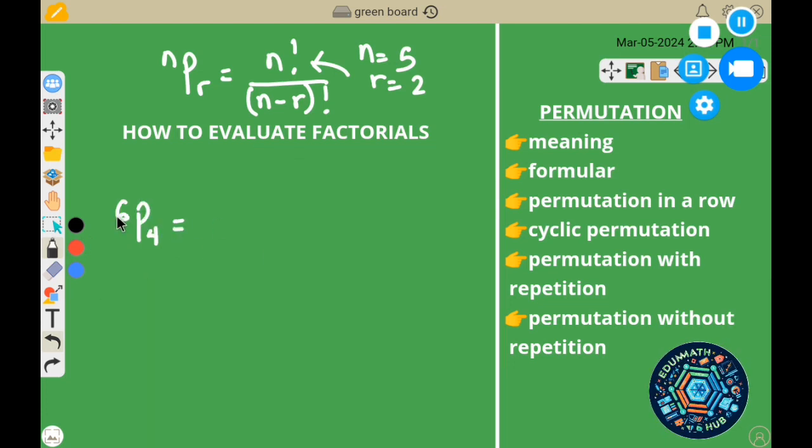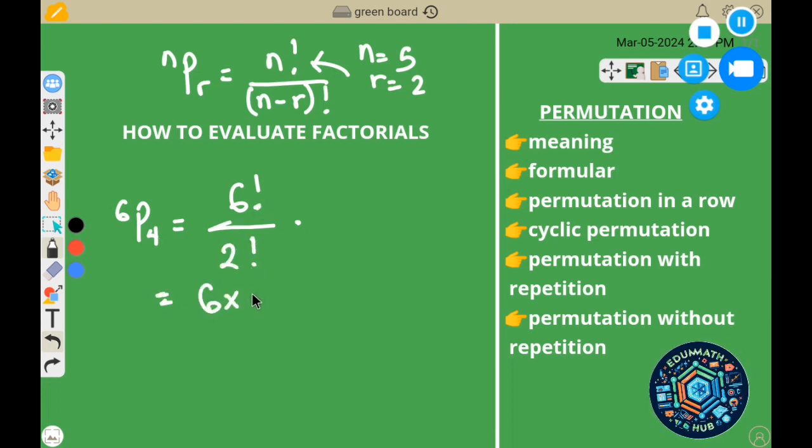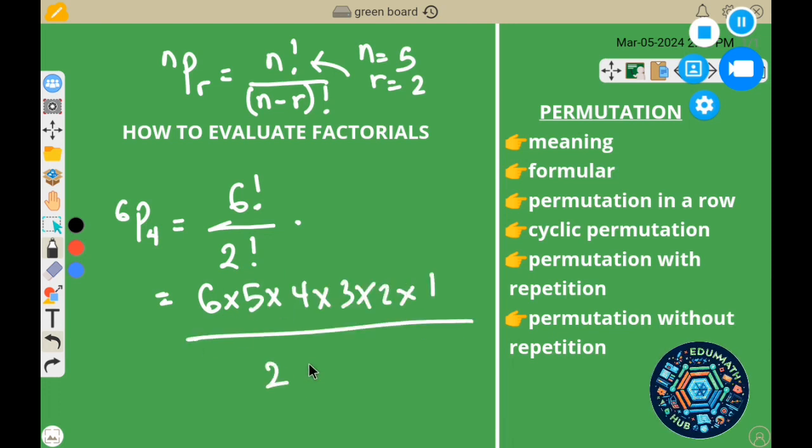For the last one, you have 6P4. So n is 6 and r is 4. So we're using this formula here. Okay, so we have 6 factorial divided by 6 minus 4, that will give you 2 factorial. You break down 6 factorial, that will give you 6 times 5 times 4 times 3 times 2 times 1. Divide this by 2 factorial, which is 2 times 1.